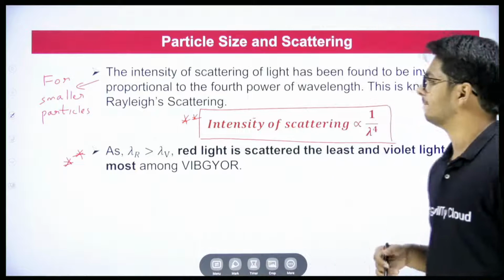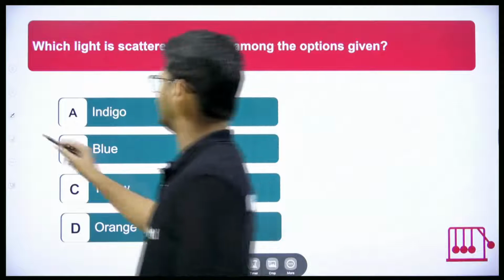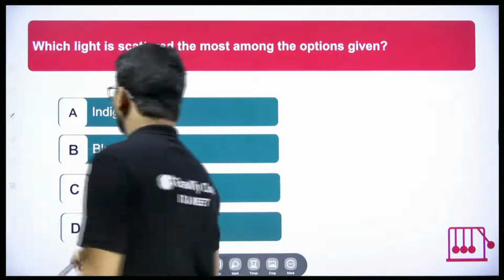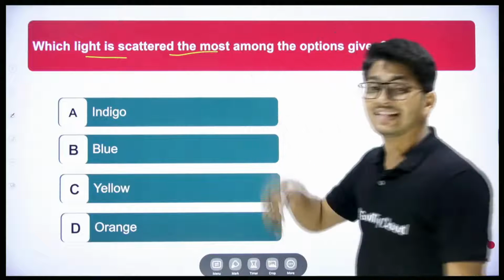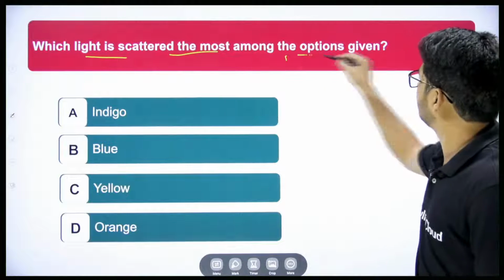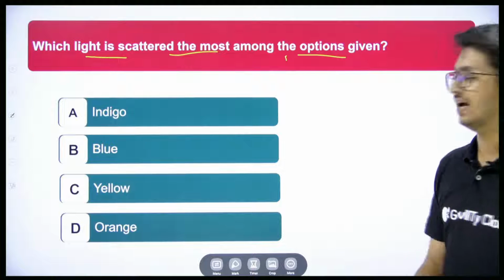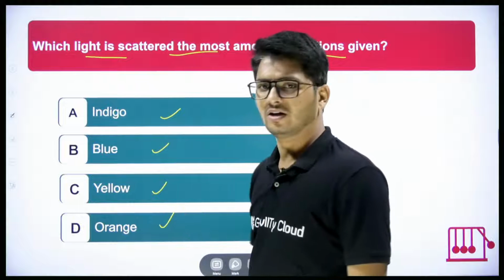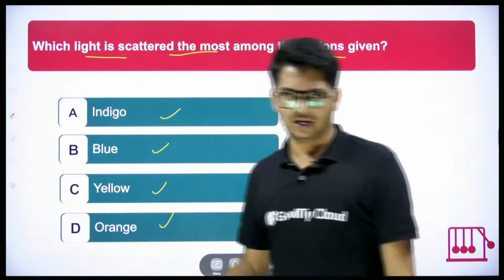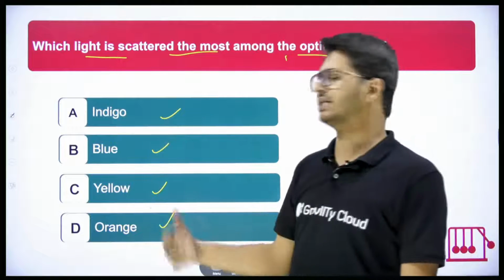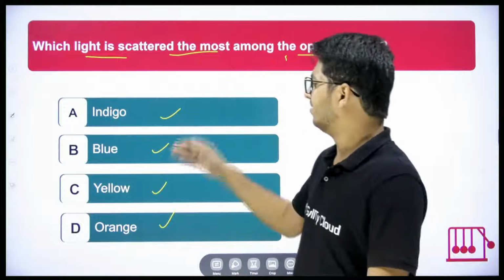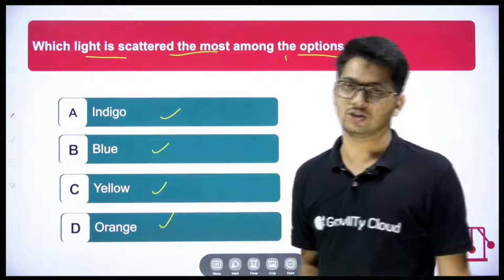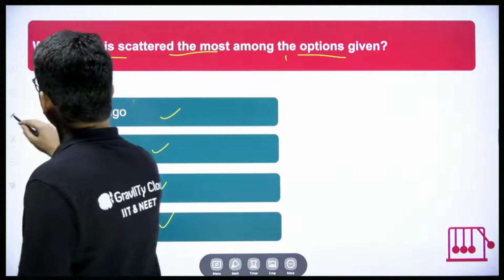Got it? Okay, good. So let's come back to a simple question here. Which light is scattered the most among the options given? And in the options, what are the options? Indigo, blue, yellow, orange. We do not have violet, we do not have red. So we are not talking about those two colors, but the other colors here: indigo, blue, yellow and orange. So which is scattered the most?